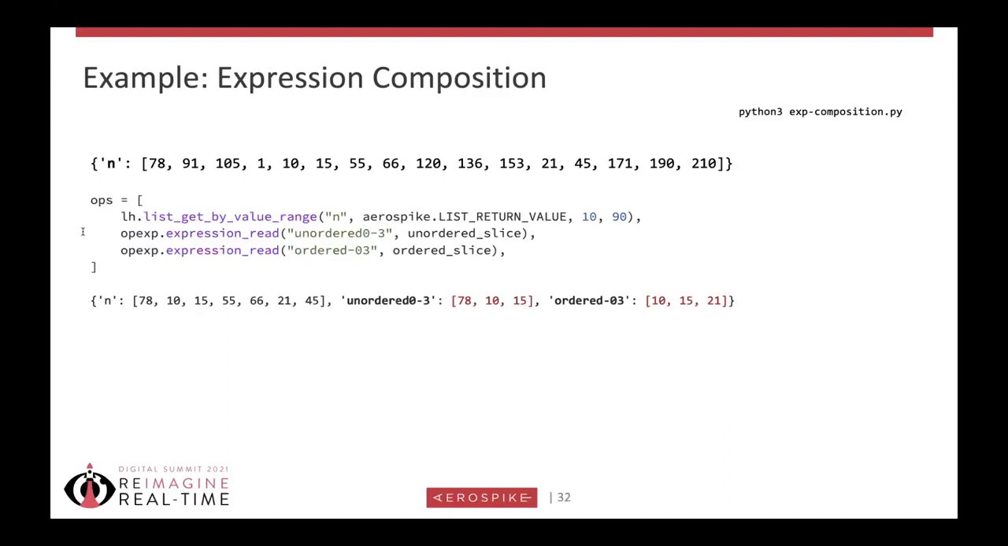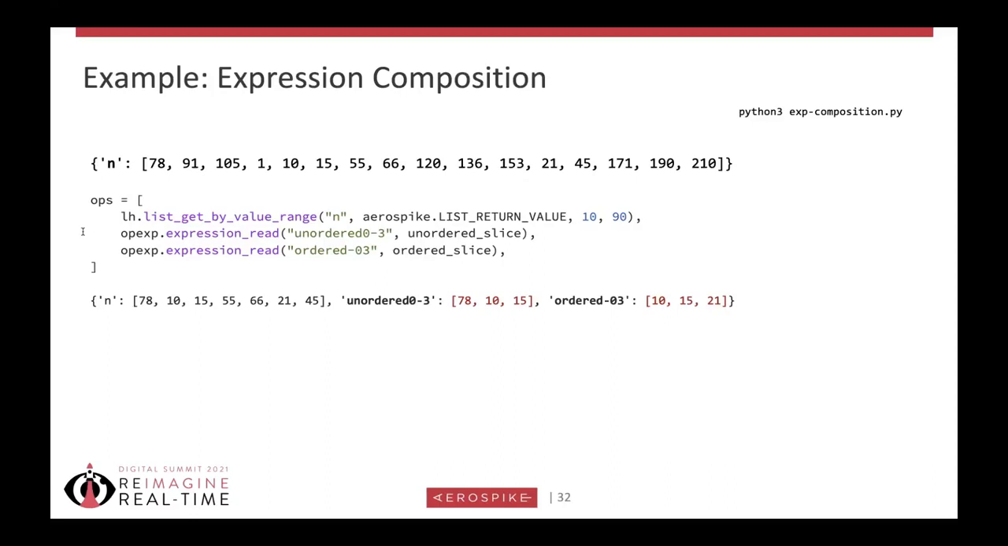So this is what it looks like. We have a transaction that is going to do a list get by value range, just so we can see what is actually returned from the inside. So we're just running that and finding all the values between 10 and 90. Then we're going to call a read expression. We're going to call unordered slice, and we're going to put that in a bin name called unordered 0 through 3. And then we're going to do another read expression and call the other expression called ordered slice on it.